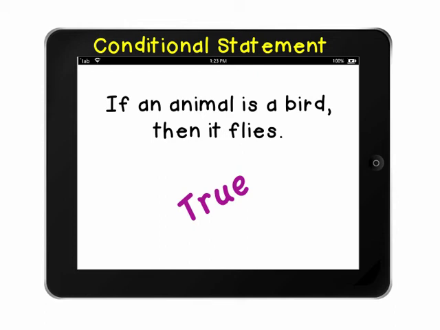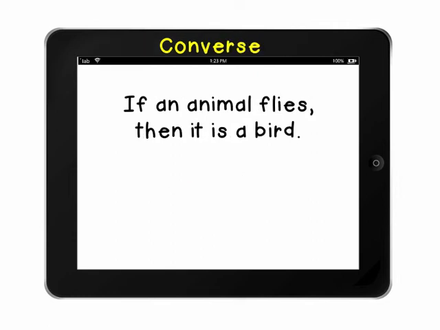We have no reason to believe that an animal couldn't be a bird. So consider an animal which is a bird, then it will fly. All right, there's special cases if the bird has a broken wing, but for the most part, this is a true conditional statement. Now the converse. If an animal flies, then it is a bird.